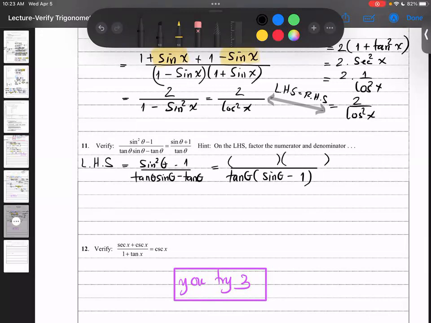That's a squared minus b squared. So 1 squared is still 1. So a is sine theta. So a plus b is sine theta plus 1, times a minus b, sine theta minus 1. Cancel, cancel. Then you're done.